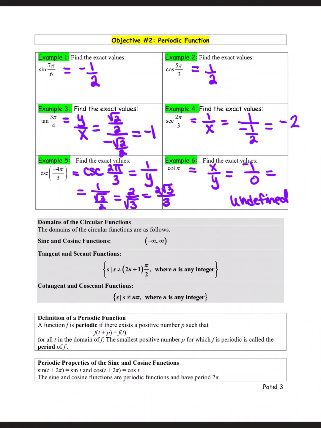Periodic properties for sine and cosine functions. Sine of t plus 2 pi is equal to sine of t, and cosine of t plus 2 pi is equal to cosine of t. The sine and cosine functions are periodic functions and have a period of 2 pi, which means every 2 pi, all the points, or all the values, repeat.